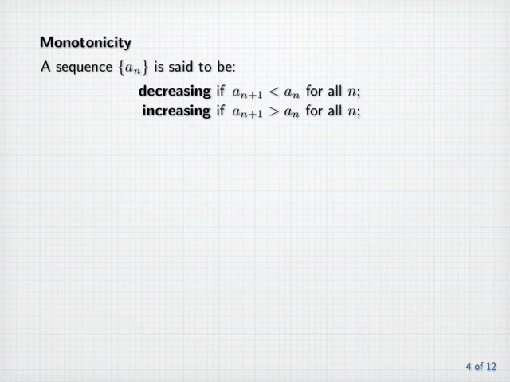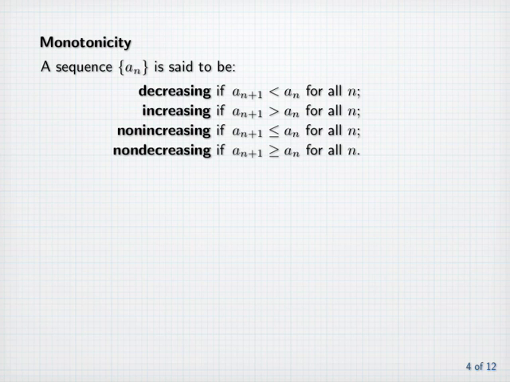The sequence is non-increasing if a sub n plus 1 is less than or equal to a sub n for all n. And the sequence is said to be non-decreasing if a sub n plus 1 is greater than or equal to a sub n for all n.